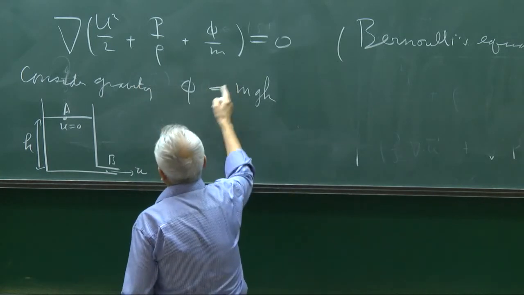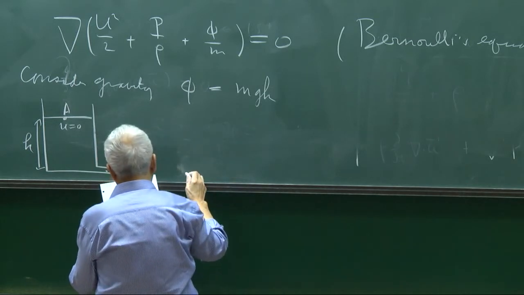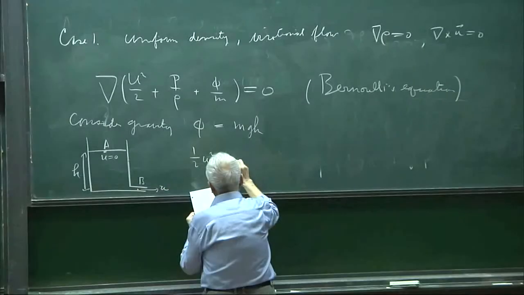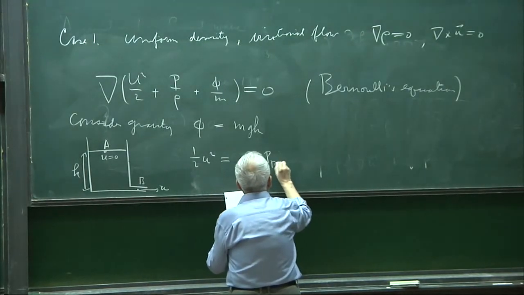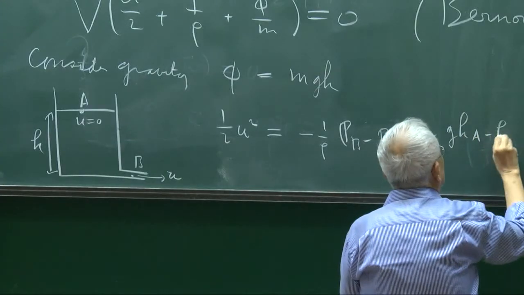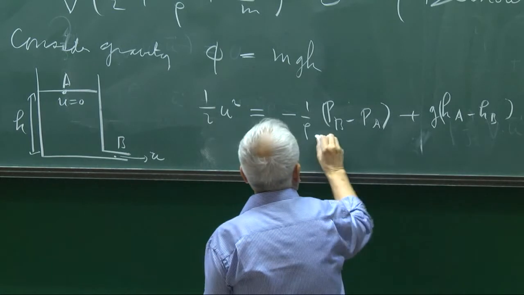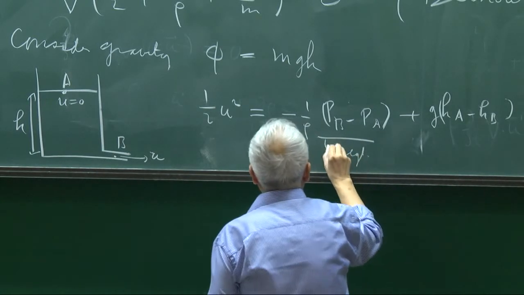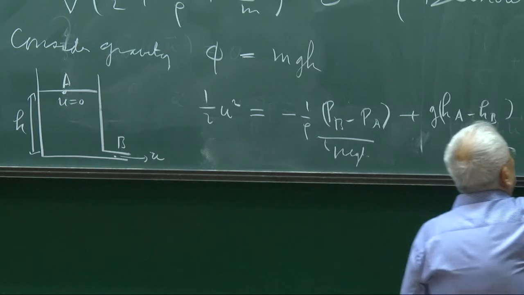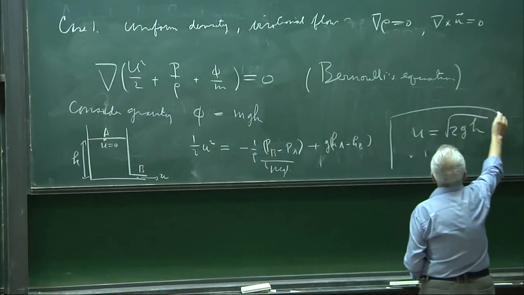Because this whole thing is a constant, I just equate this quantity at A to that at B. So I get 1/2 U squared at this point should be equal to minus 1 over rho, the pressure at B minus the pressure at A, plus g times (hA minus hB). And this can be neglected if this tank is not so high that the atmospheric pressure at 2 points can be very different. So if I neglect this, I just get U is equal to the square root of 2gh, which I think you know this answer.